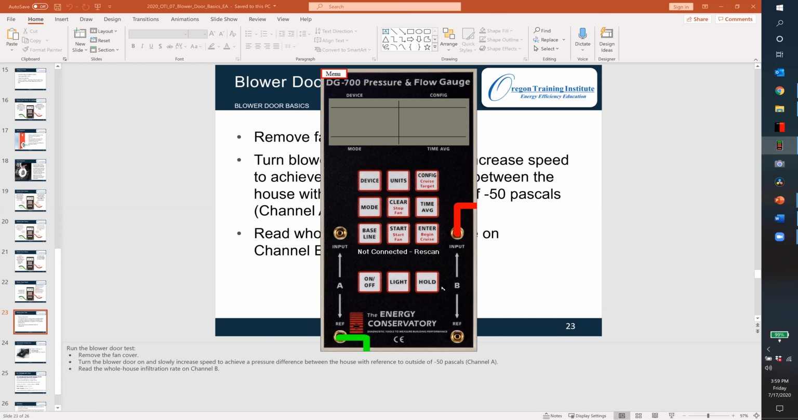Now these newer manometers have rechargeable batteries. Imagine that, pretty convenient. All right, get this manometer plugged back in. You'd think they'd have the software where it worked without the manometer.